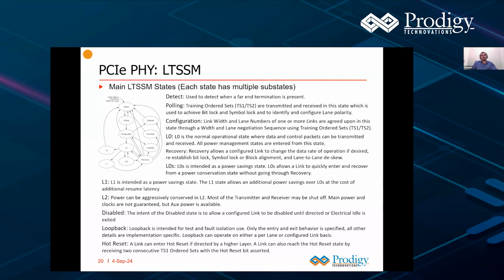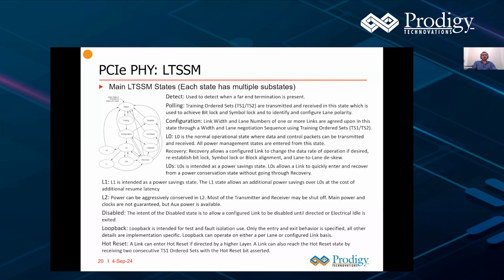So now let us see the LTSSM. This is the link training and status state machine. This is used initially to establish the link. On power on, all the devices go through these LTSSM states. Whoever comes up first starts with the detect state. Detect is basically to detect whether the other side is connected or not, which is determined using the far-end termination detection.